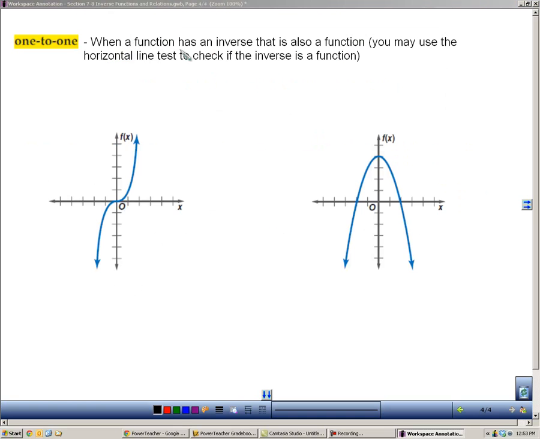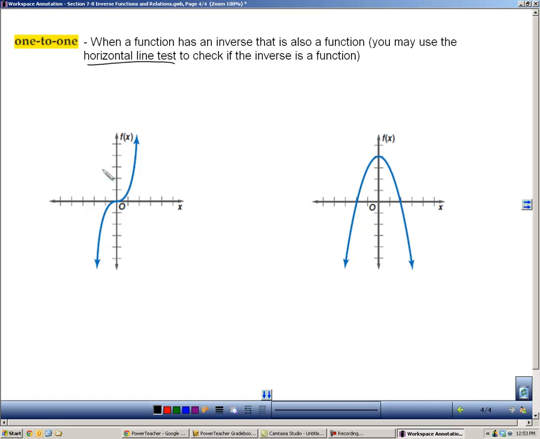Now when you have a function that has an inverse that is also a function, then we say that the original function is 1-to-1. Now how do we check that? How do we check if the inverse is a function? Well, we use the horizontal line test. If you remember, we've learned about the vertical line test, which checks to see if things are functions. But now we're going to use the horizontal line test to check to see if the inverse is a function.